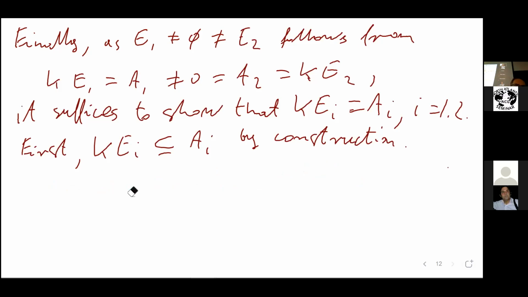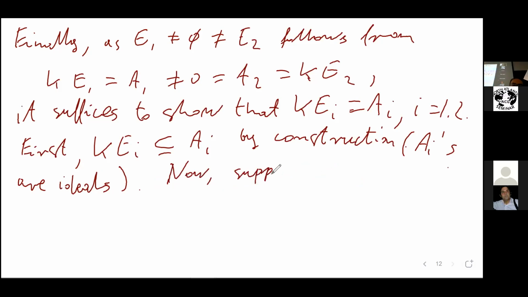Maybe I'll write here: AIs are ideals. Okay. Now it's a bit more tricky to prove the other inclusion. So now suppose that we have an element A which belongs to AI less KEI.